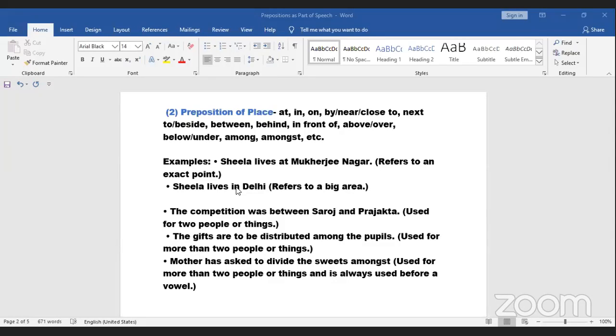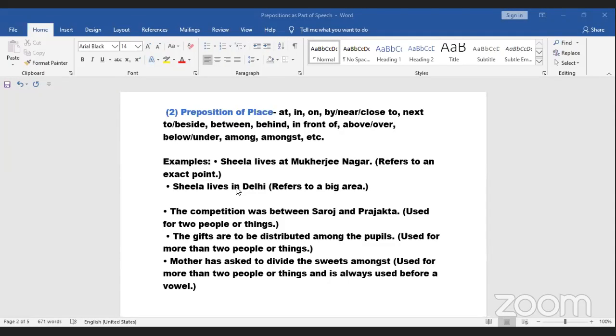So this is basically the difference between between and among. Okay, I can never tell the competition was among Saroj and Prajakta. Wrong. Okay, among Saroj and Prajakta is wrong. Between Saroj and Prajakta, because I'm talking about two people, Saroj and Prajakta. Among is for a group of people. Among the doctors. So that is for a group of people.